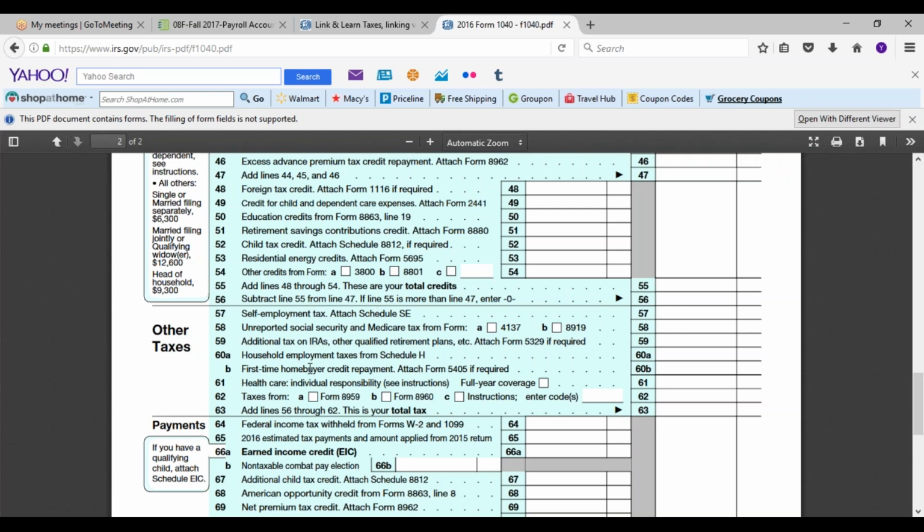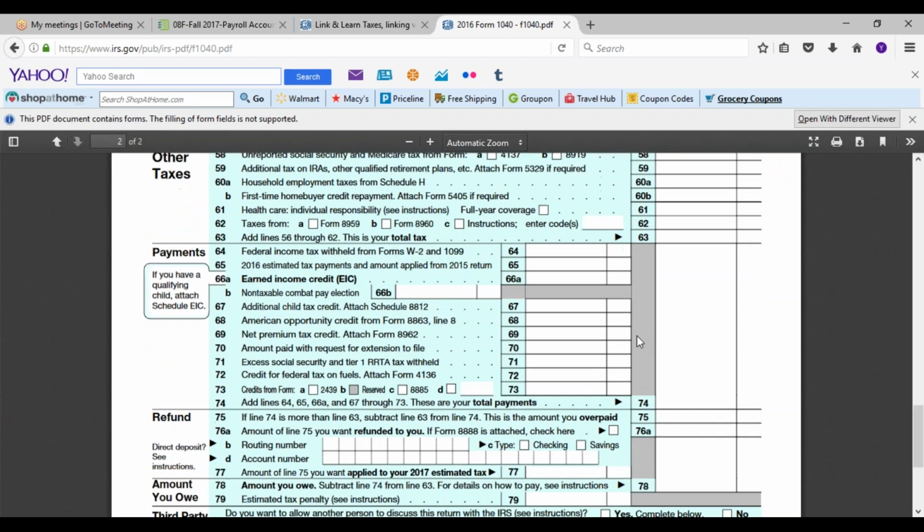The rest of these, the only other one that would possibly come up maybe a little bit more frequently is this first-time home buyer repayment. We can get to that in a much later semester. And then finally, after you subtract out all your credits, we're going to look at your refund or the amount you owe.